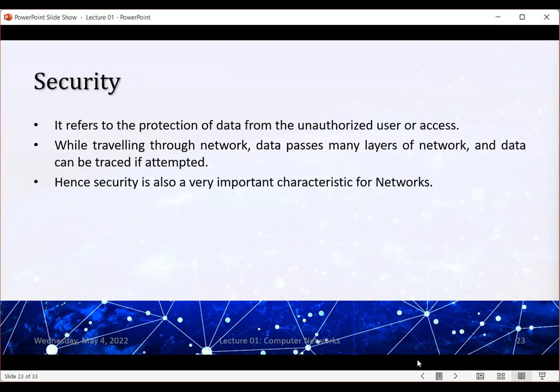Next one is security. This refers to protection of data from unauthorized user or access. To prevent the unauthorized login or to prevent unauthorized access, you should apply several security mechanisms with the network solution.